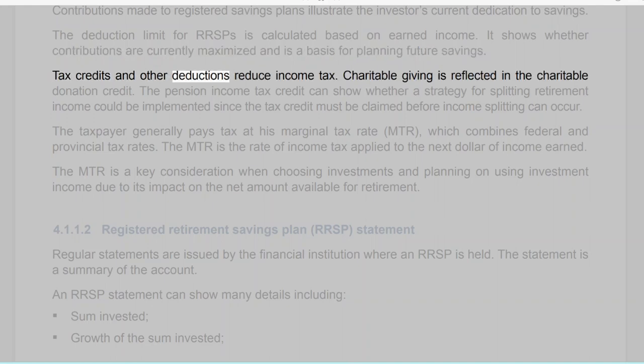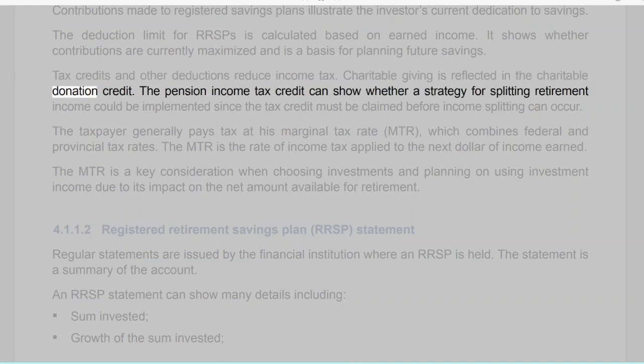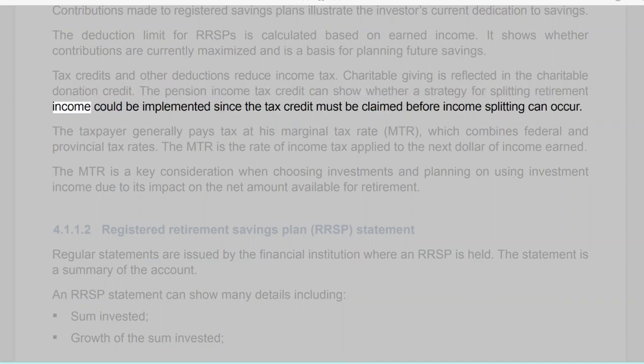Tax credits and other deductions reduce income tax. Charitable giving is reflected in the charitable donation credit. The pension income tax credit can show whether a strategy for splitting retirement income could be implemented, since the tax credit must be claimed before income splitting can occur.